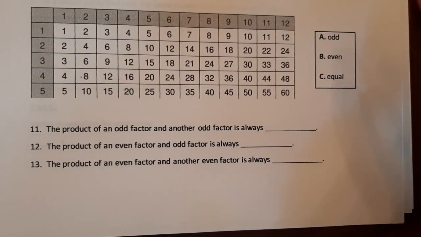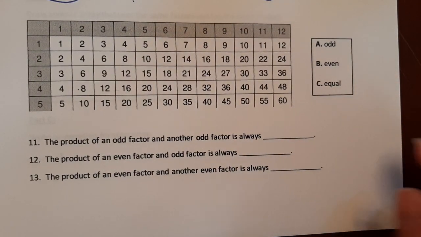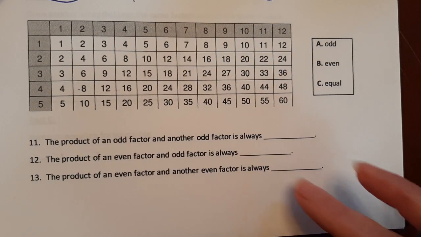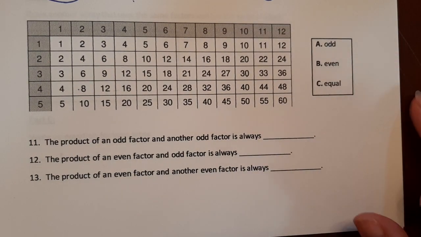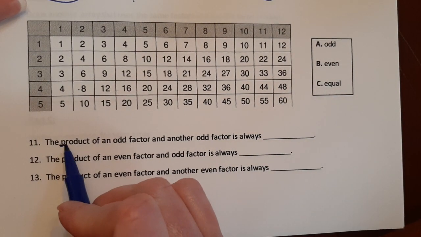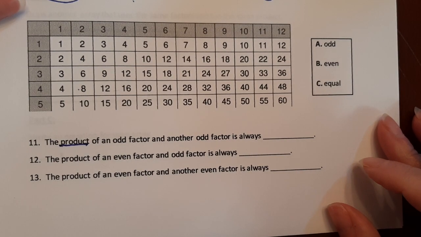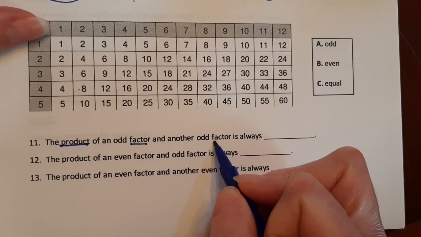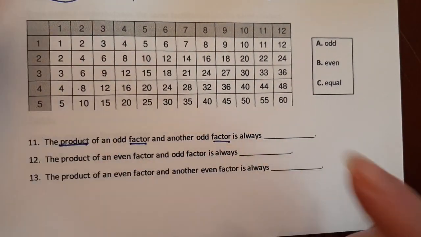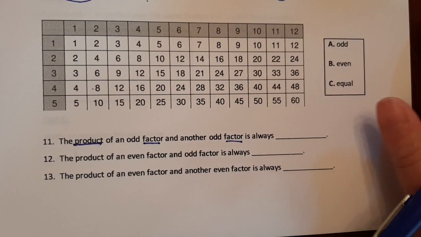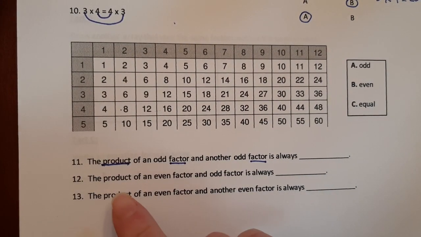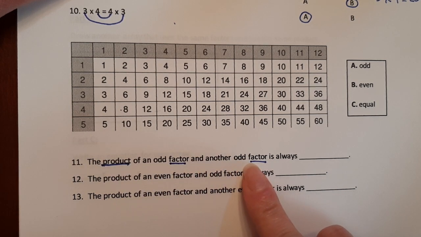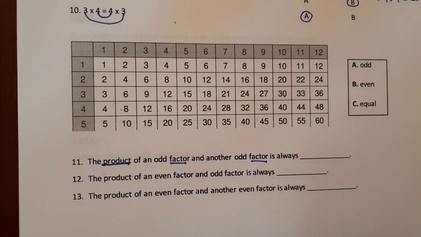Okay? Well, what does that mean, Miss Manues? Well, it just means that we're going to look at these statements and decide which of these need to go in to complete it. So again, we know the product is the answer to a multiplication equation. We know that the factors are the numbers that you're multiplying to get the product. So what it's asking us or telling us is the product of an odd factor and an odd factor is always blank.